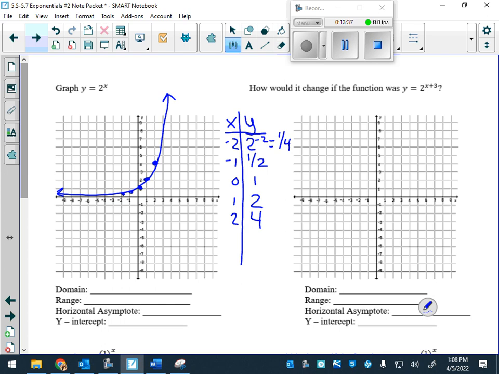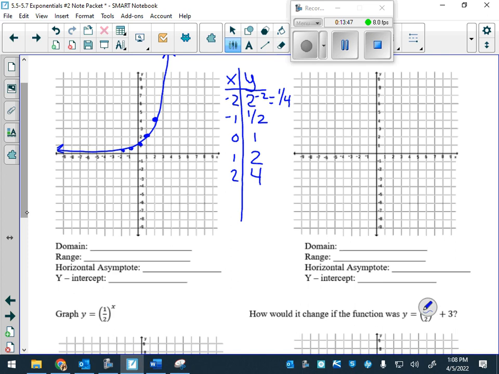Okay. It gets very, very close to 0. It just never crosses for right now. Okay. So what would be the domain of this function? Louise? Excellent. Okay. Any ideas for the range? Danielle? Why? Perfect. So that's the key component right there.